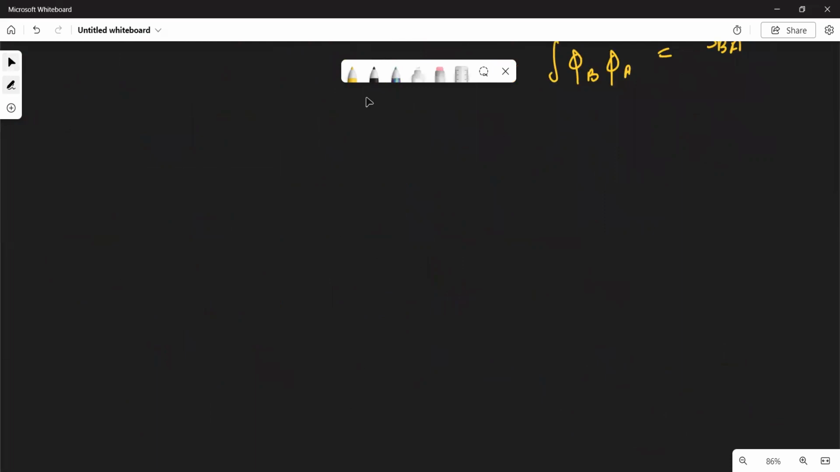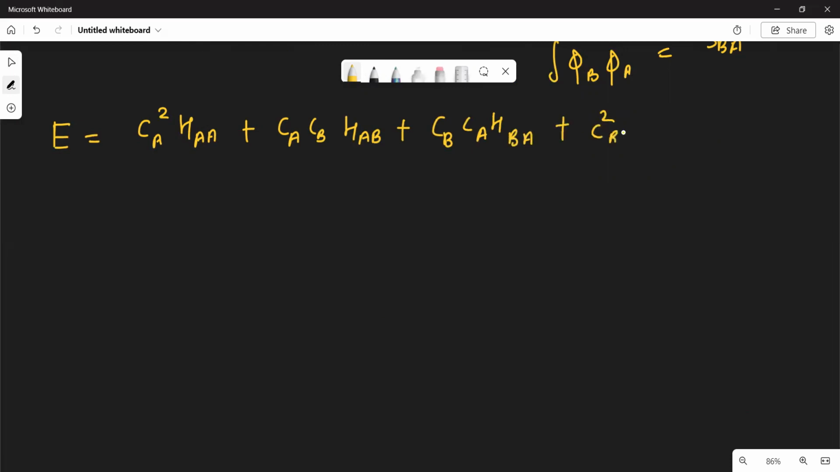So we will get E equals CA squared HAA plus CACB HAB plus CBCA HBA plus CB squared HBB. Okay.